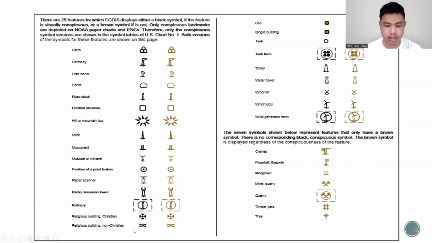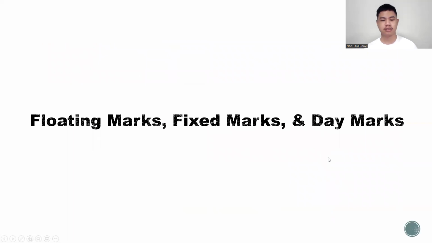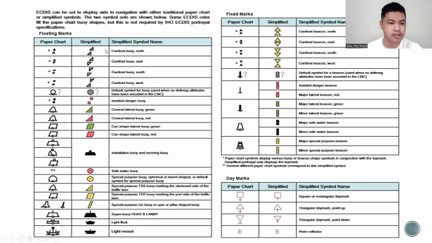Then a religious building, non-Christian. So basically the church and the Christian. Now, the towers or the water towers, they're similar, but the top of it is different. Now, the cranes. Next is the floating marks, fixed marks, and day marks. So these are the different floating marks, the different types of fixed marks, and then the day marks.